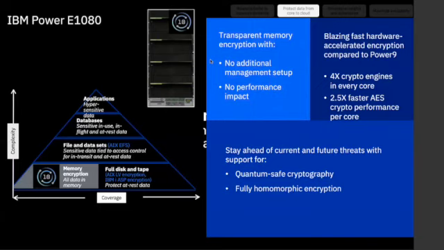And how does it bring that? We have 4x the number of crypto engines in every core, and our encryption is almost 2.5x faster per core compared to competitive platforms in the market today. So yeah, these systems, which were released last year, have the capability to support fully homomorphic encryption and quantum safe cryptography.